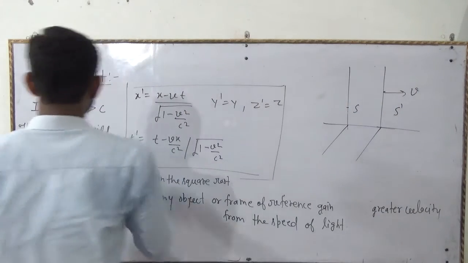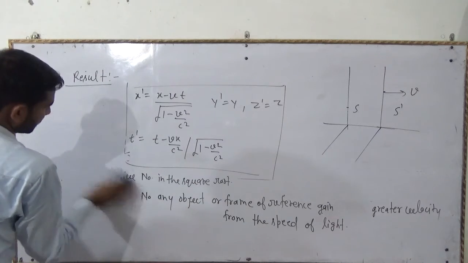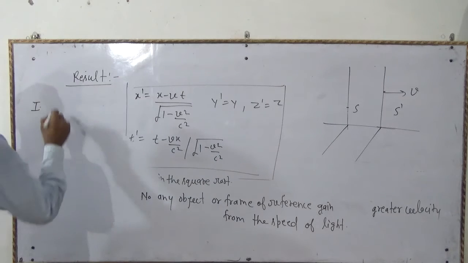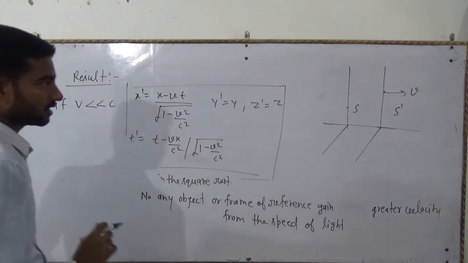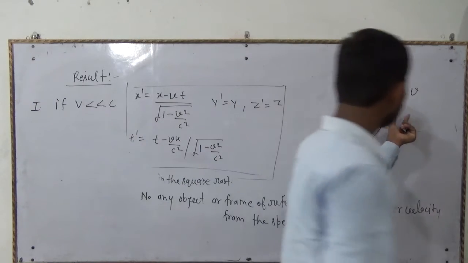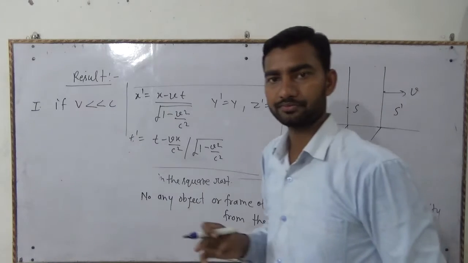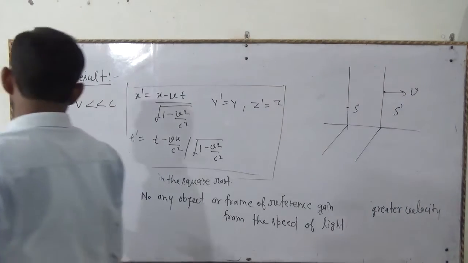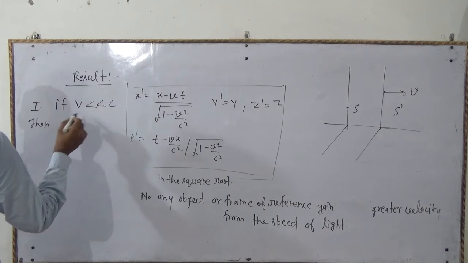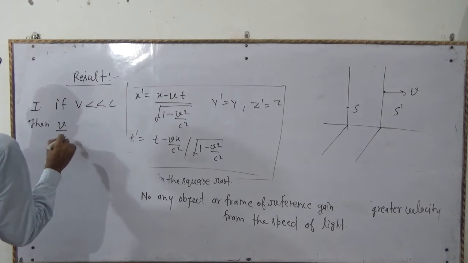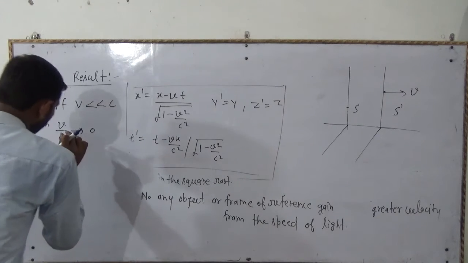Now the second result, the most important result we will get here. If we consider v is very much less than c, that is, if this frame of reference S dash is moving with very small velocity compared to the speed of light, then what will we get here? Then from this condition we can write v by c tends to 0.